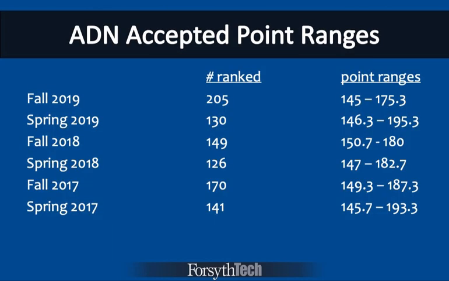A common question from our nursing applicants is, how many points do I need to get in the program? This question is difficult to answer because the admissions office does not set the point range. It is driven by the applicant pool, which means that the point range varies from year to year. We do not know what the current year's point range is until after the deadline has passed and we review all of the applicants' points.